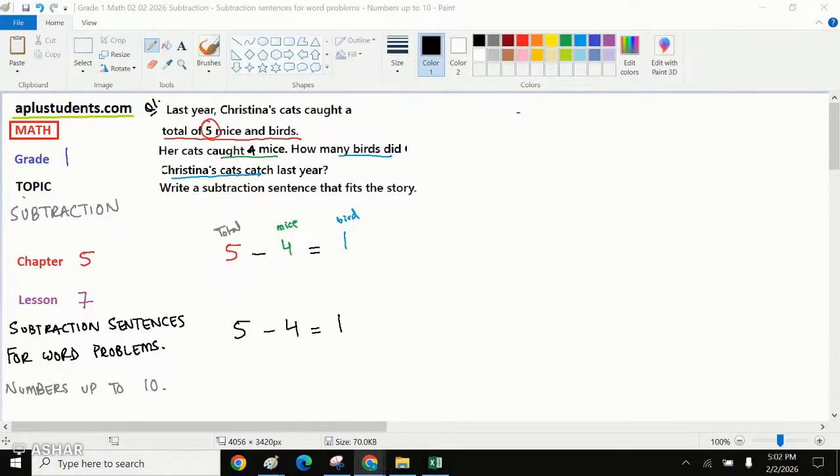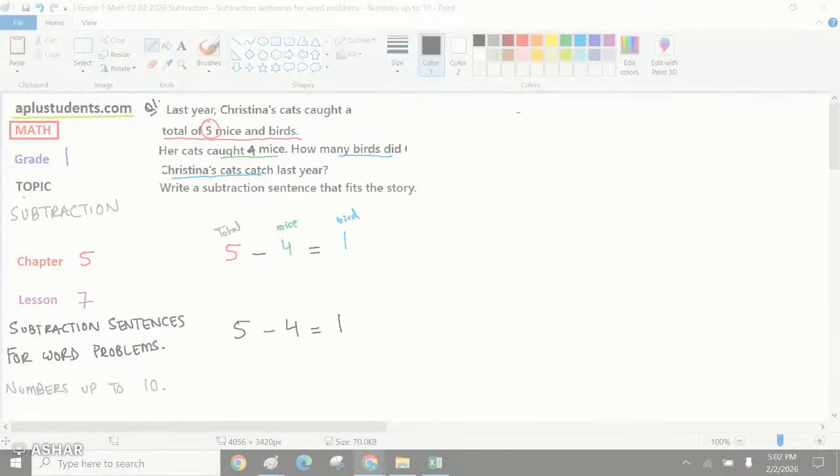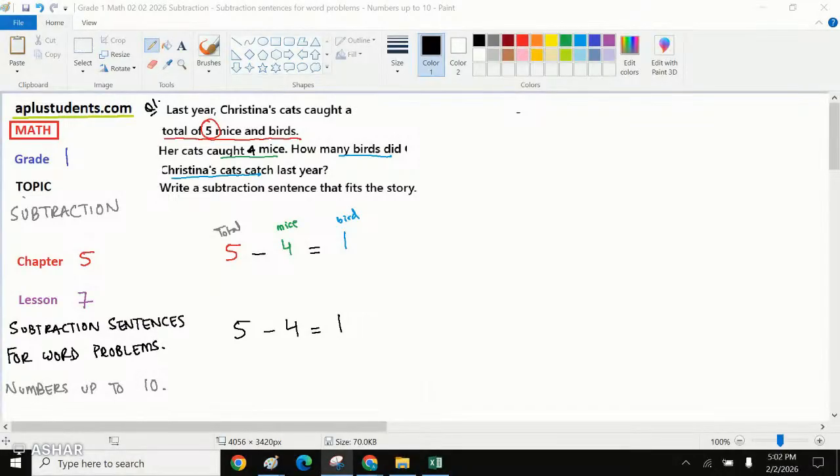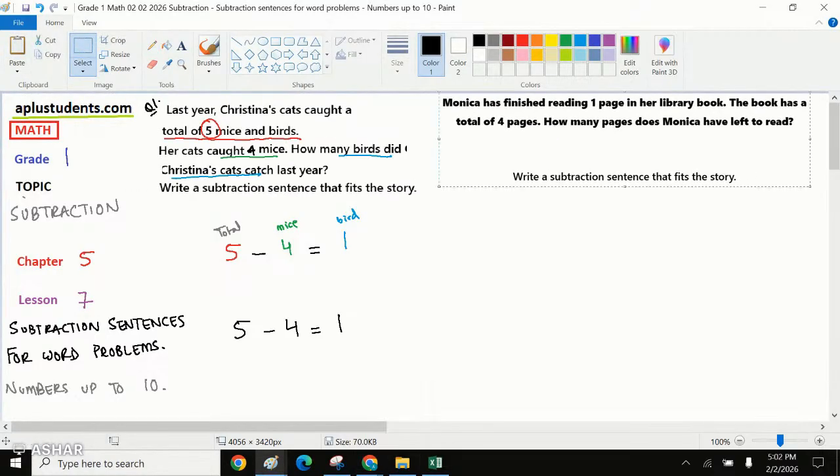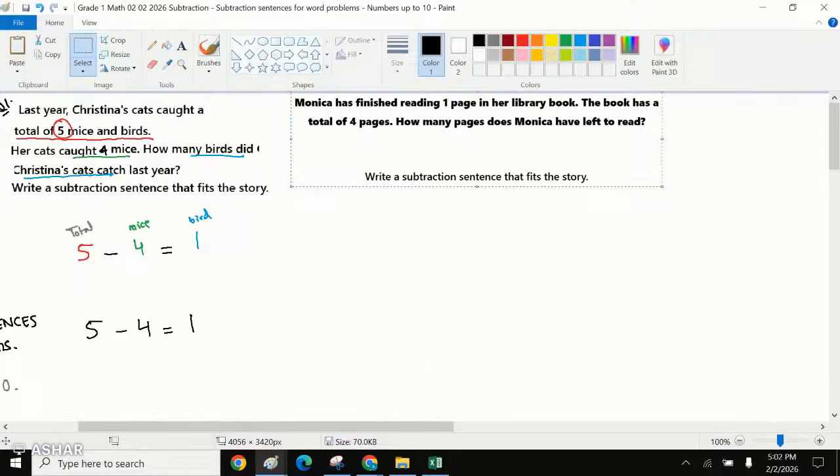Do we agree? Yes. Welcome everyone. Yes, it's correct. 5 minus 4 is equal to 1. Let's move on to the next question. The question number 2 says, let me just copy it. If Monica has, let me just realign this.